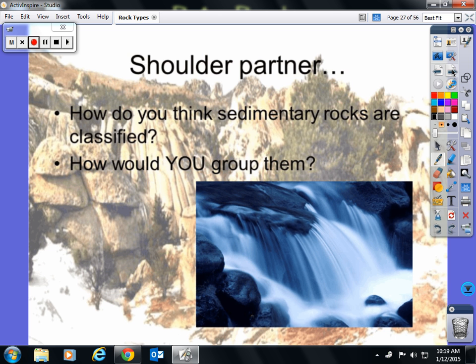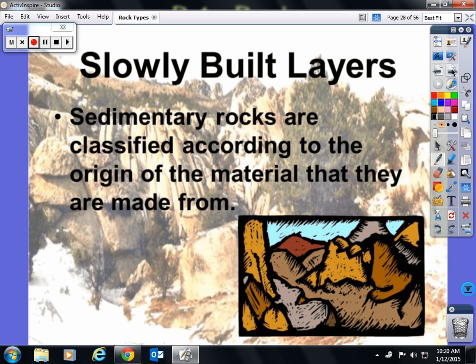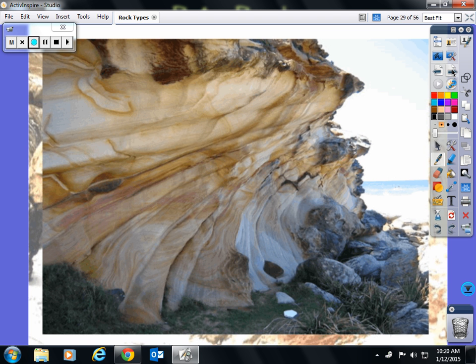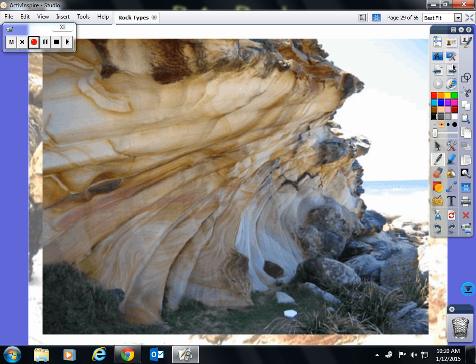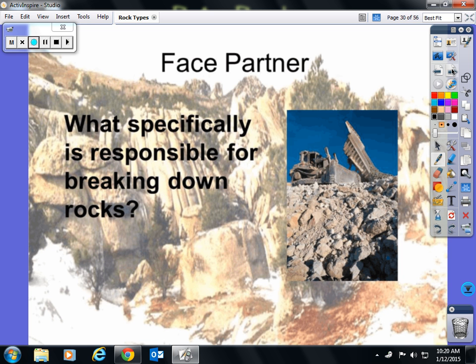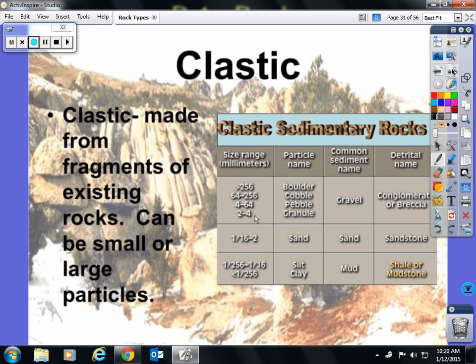Okay, so how do scientists group them? How do they classify them? They are classified according to the origin of the material. So specifically, where did they come from? Here's one that's been smoothed out, and you can tell it's by water, just by the shape, that water has smoothed it out. All right, so what specifically breaks down rocks? There's lots of different things. Wind, water, the sun, temperature, glaciers, earthquakes.